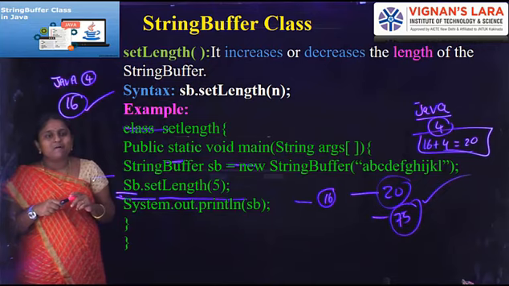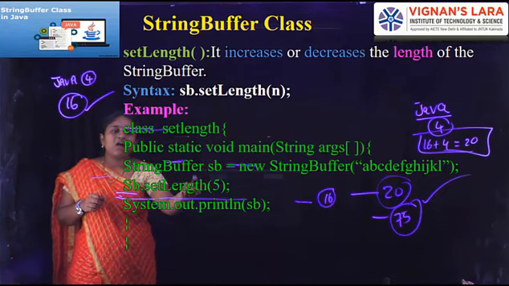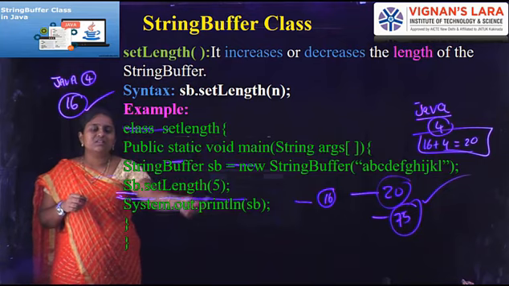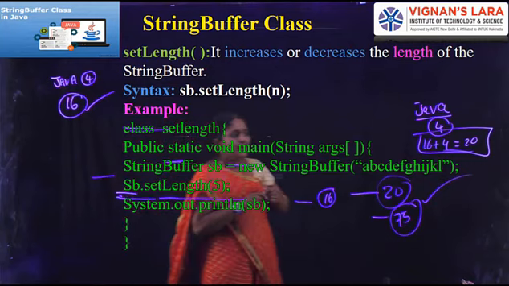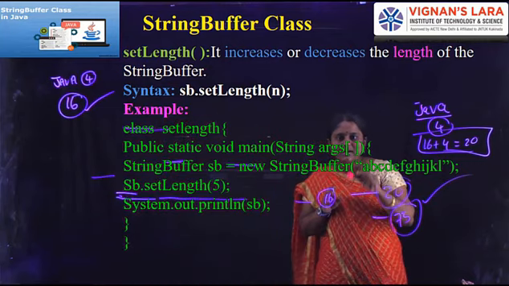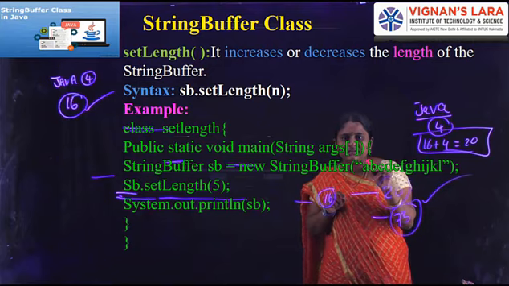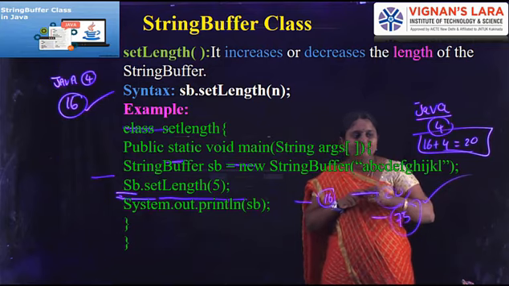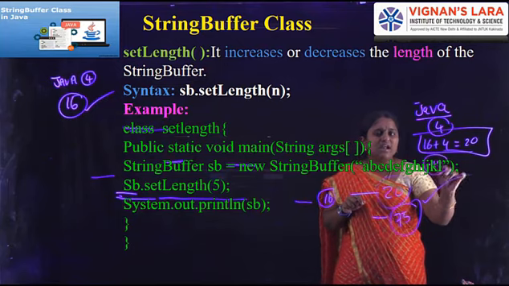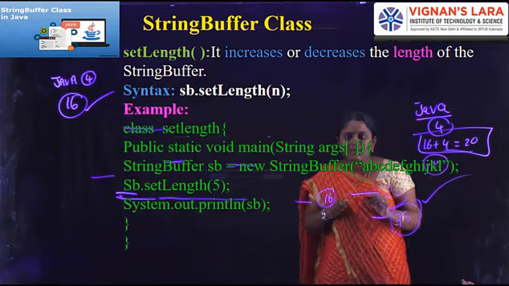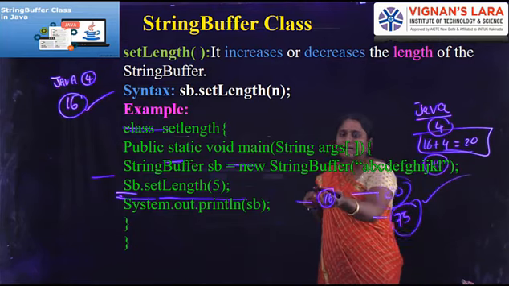Here I have passed one test string: a b c d e f g h i j k l. I have to set the length of this given string. What is the length of the given string? A, B, C, 1, 2, 3, 4, 5, 6, 7, 8, 9, 10, 11, 12. But by using the setLength method, I have to set only 5 characters in it, based on the given string.